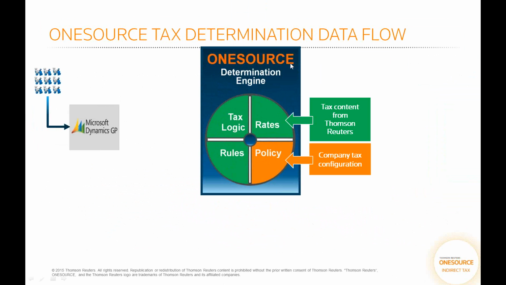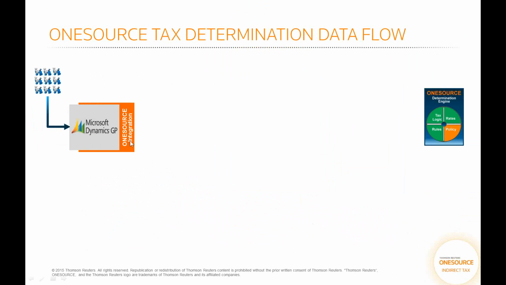Here we see that the ONESOURCE determination engine has already been configured to meet your needs. It has been set up with your company policy, and it has been updated with the latest tax content and tax rates provided by us, Thomson Reuters. We also see that our integration package for Dynamics GP has already been installed and configured. It is communicating with GP and the tax engine, which is now ready to go, waiting for tax requests from GP and respond right away.